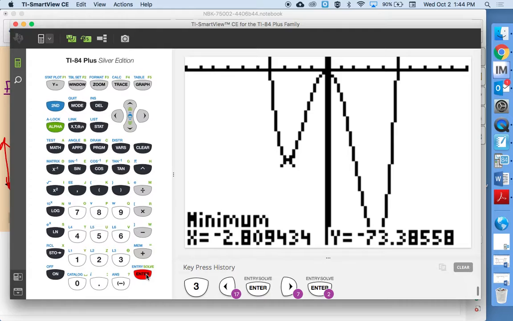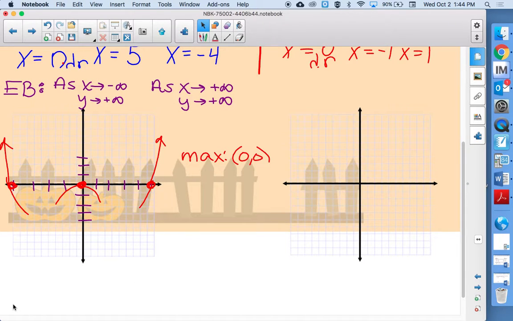We try and round to 2 decimal places unless otherwise noted. So negative 2.81 and negative 73.39. That would be 1 minimum. If you haven't done so, see if you can find the other minimum, and then we'll talk about how to finish this graph, kind of wrapping it up using those minimum values.